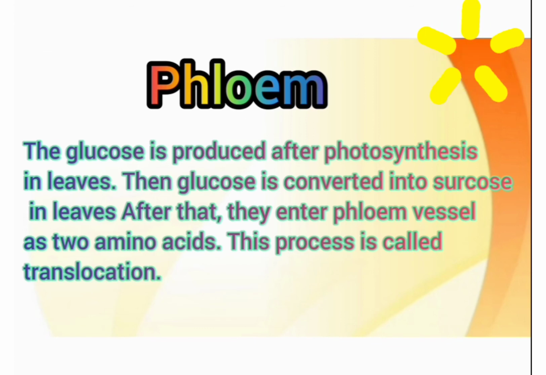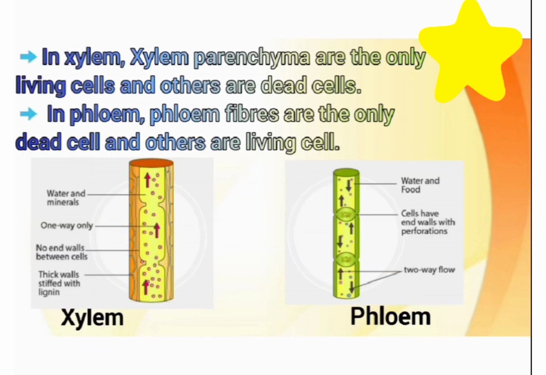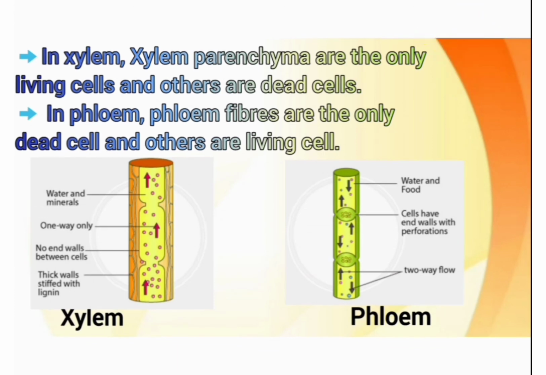Phloem. The glucose is produced after photosynthesis in leaf. Then the glucose is converted into sucrose in leaves. After that, they enter phloem vessel along with amino acids. This process is called translocation. In xylem, xylem parenchyma are the only living cells and others are dead cells. In phloem, phloem fibers are the only dead cells and others are living cells.